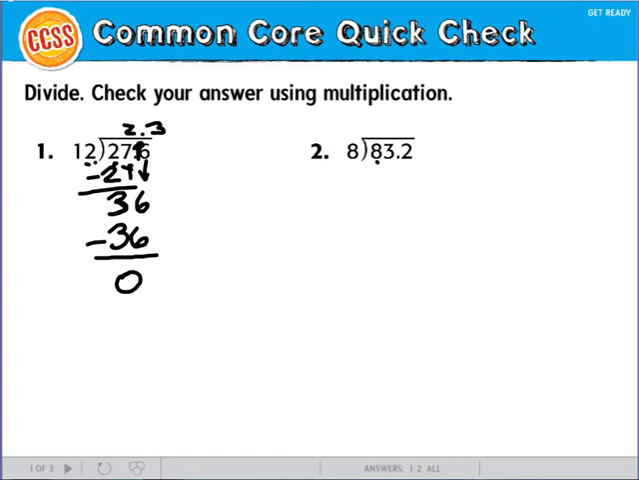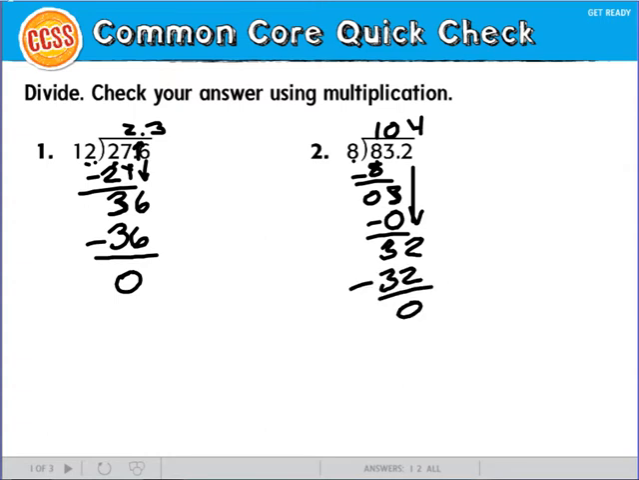So 8 divided by 8 is 1. 1 times 8 is 8. We subtract it. That's 0. We bring down the 3. 3 divided by 8 is 0. 0 times 8 is 0. We subtract it. That's 3. We bring down the 2. We have 32. 4 times 8 is 32. And that gives us a remainder of 0. Our decimal goes straight up. So it's not 104. It's 10 4/10.